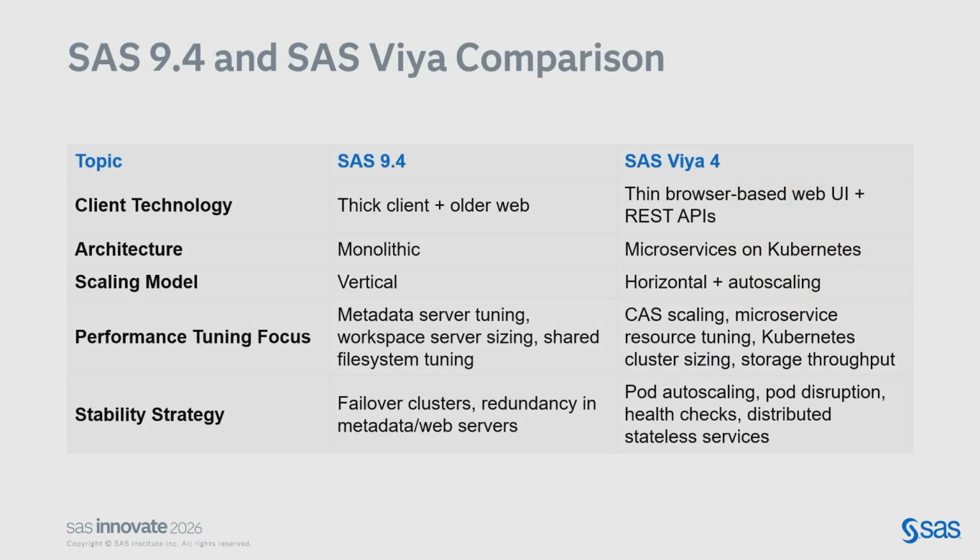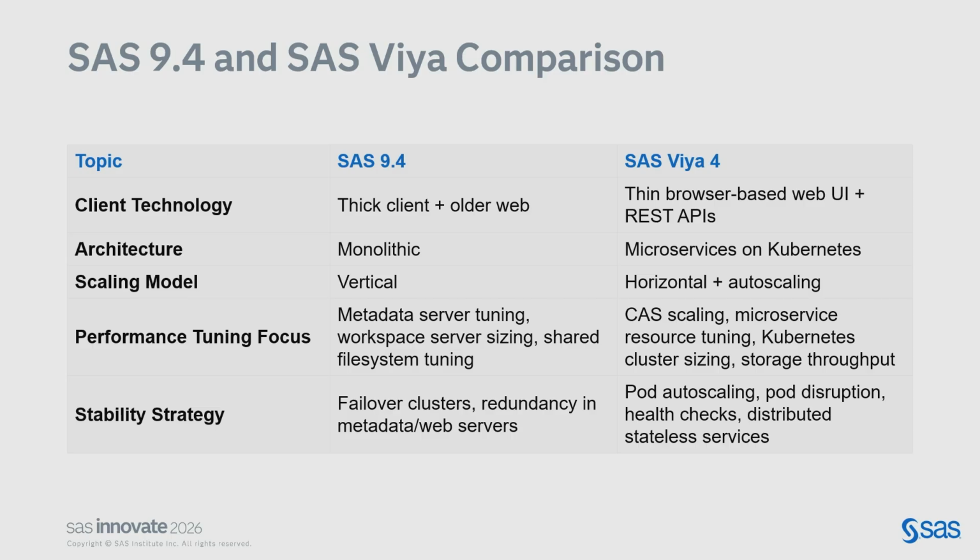Liberty Mutual is a long-time SAS customer. So we started from mainframe SAS, the desktop version, then went to the 9.4 SAS Grid. Then recently, we migrated to SAS VIA. So if you use 9.4, you know the architecture is totally different from SAS VIA. SAS 9.4 is a thick client with multiple tiers: metadata server, workspace server, and the web tier. So for performance tuning, it's normally vertical.